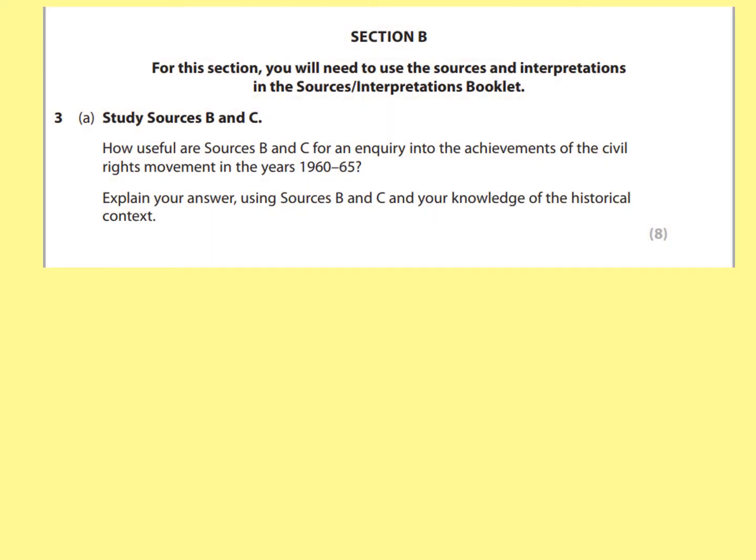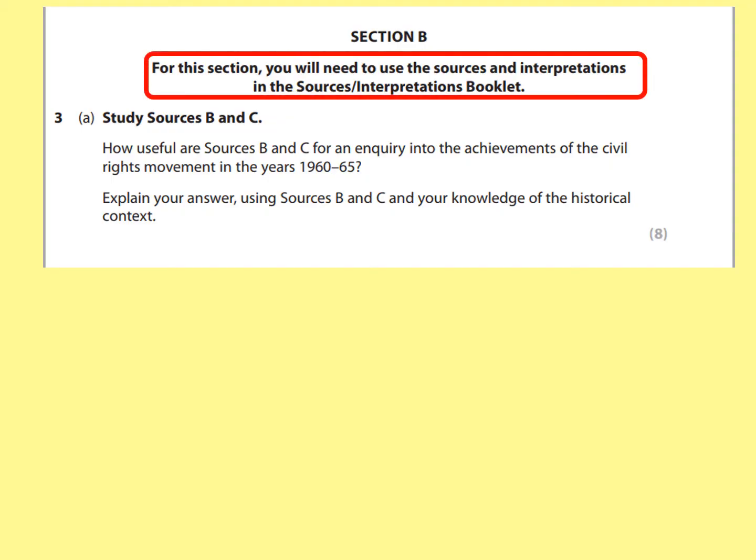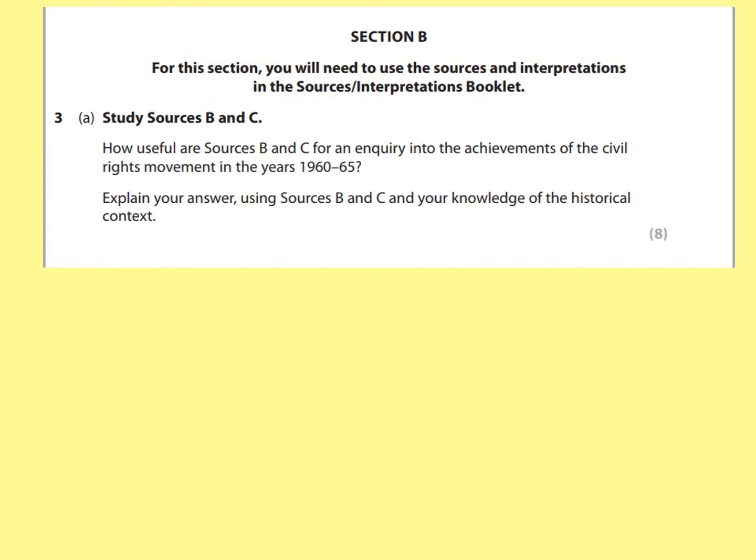Let's have a look at the basic layout of the paper and the instructions that you're given. It's really important to read these because they give you crucial insights as to how you should answer the question, even things as simple as how many questions you should answer and whether you've got any choices. Here's our first instruction. For this section, you'll need to use the sources and interpretations in the sources and interpretations booklet, which you should have been issued with. So make sure you've got those to hand. They're included in a separate booklet so you can keep them in sight while you're writing your answer. Let's have a look at what the question is actually asking of you then.